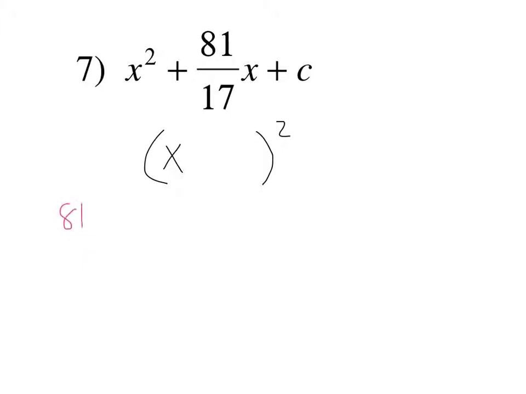You're going to take 81 over 17, and you're going to divide that by 2. The issue is, I don't like fractions involved in fractions. Okay? So is there a way to write 2 as a fraction? Just a question. It's 2 over 1. So way back when, you learned we never divide by a fraction. But do you remember what we do instead?